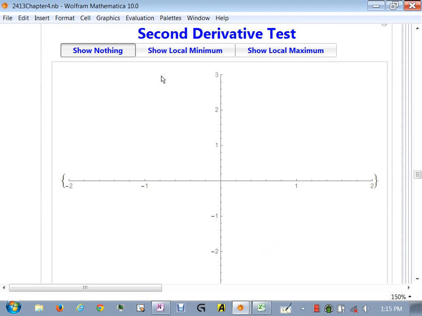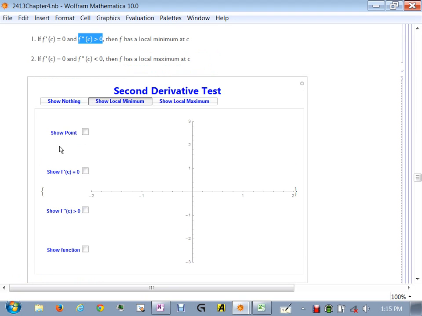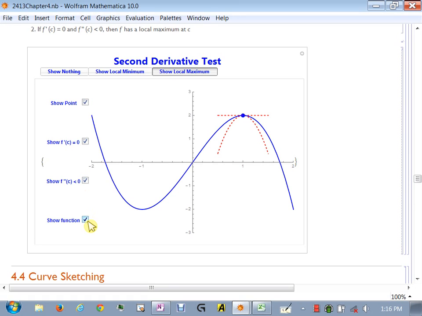So here's the picture. My picture's too big. Hold on. Here's a point. The first derivative is 0 there. The second derivative is positive. Then it must be a local minimum, right? That makes sense? Same sort of logic here. There's a point where the derivative is 0. It's concave down there. Well, then that has to be a local max.